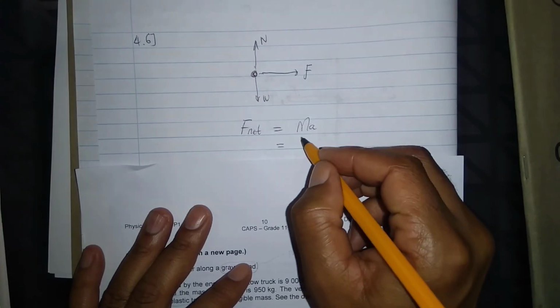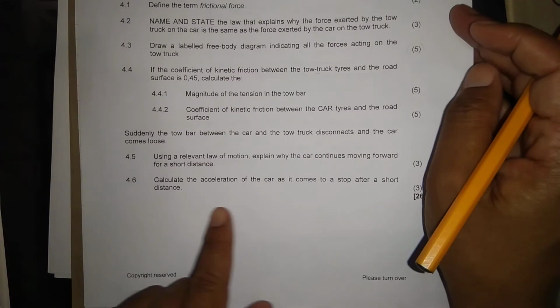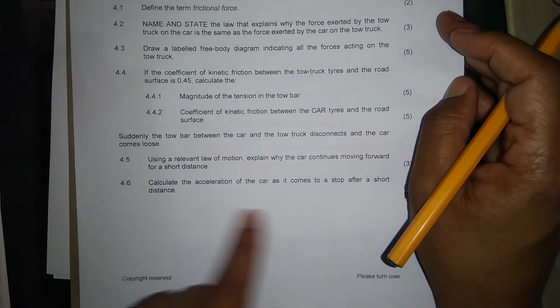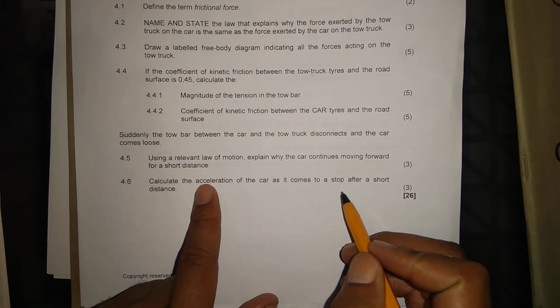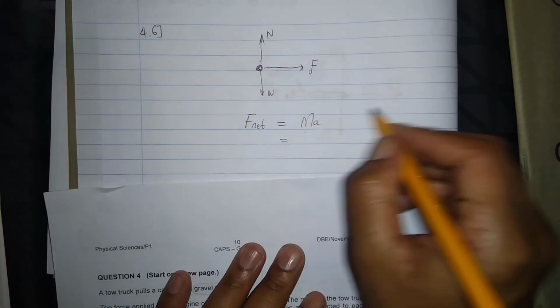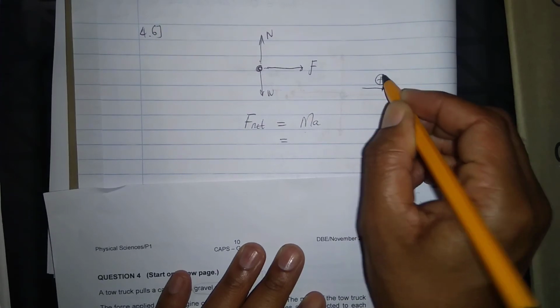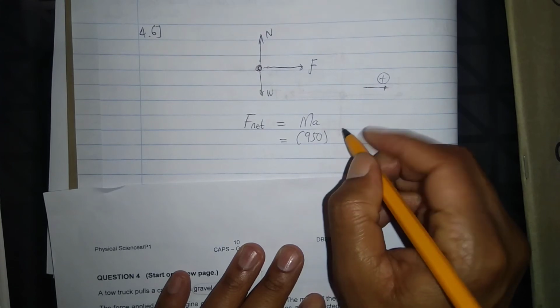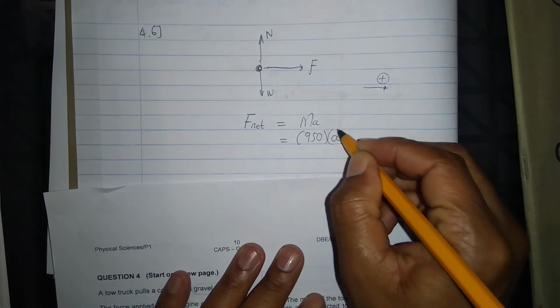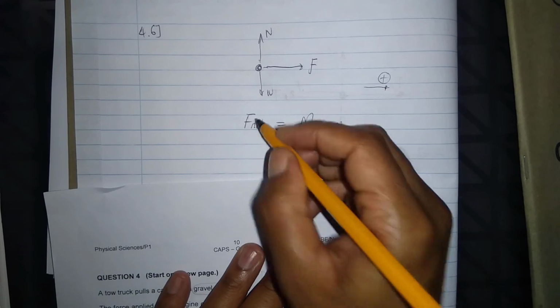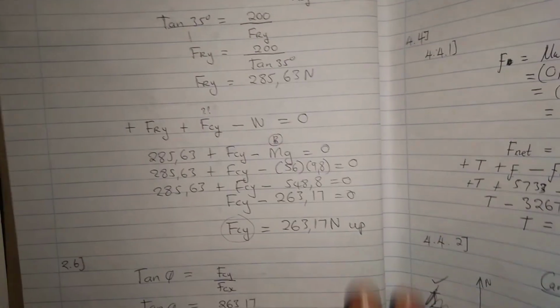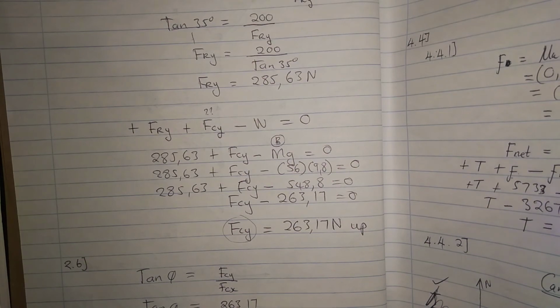Let's substitute. The acceleration of the car as it comes to a stop after a short distance. So it's a deceleration, right? Let's choose to the right as positive again. Mass 950 times a. We are looking for this value a. F net is equal to the frictional force, calculated in the previous question. Frictional force is 3267.